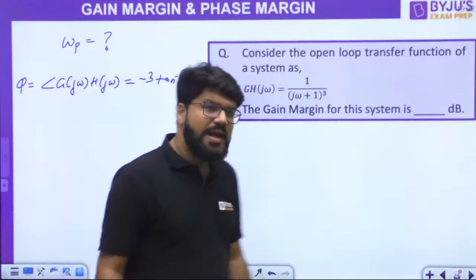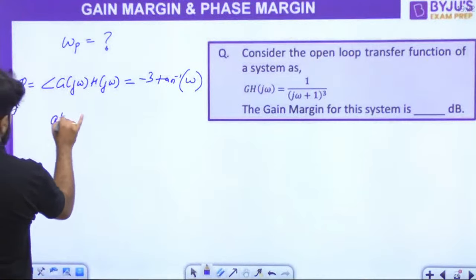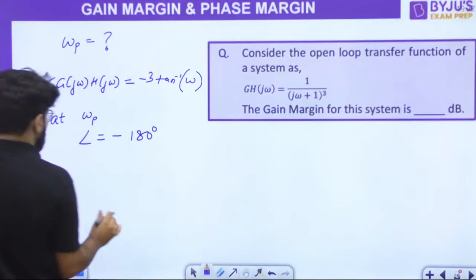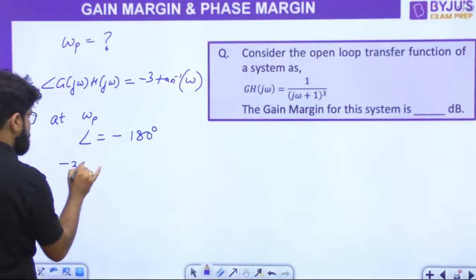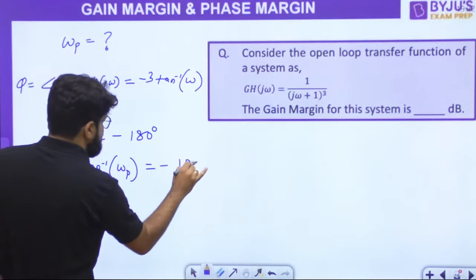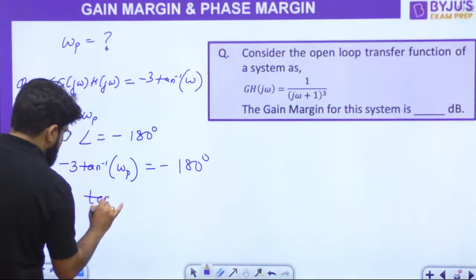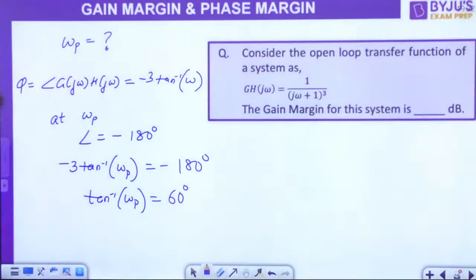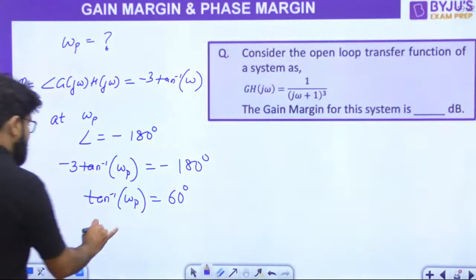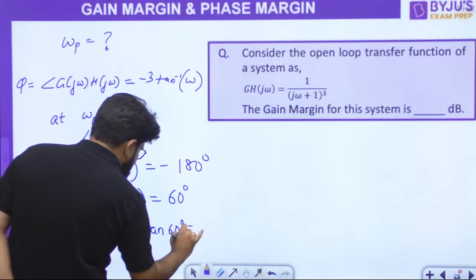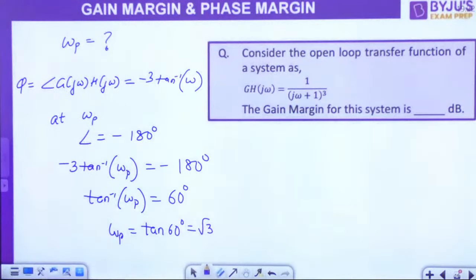So what is the total phase? Minus 3 tan inverse omega, and at omega p, this angle should be minus 180 degree, plus or minus, but let's maintain minus only. So minus 3 tan inverse omega p is minus 180 degree, which means that tan inverse omega p is 60 degree. The 3 cancels. So what is the value of omega p now? Tan of 60 degree, and tan 60 degree is root 3.